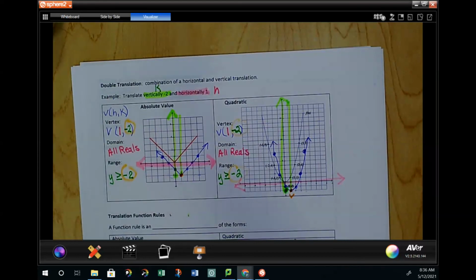So this is for when you're going to do a single transformation, when you're just going to graph given your transformation rules.